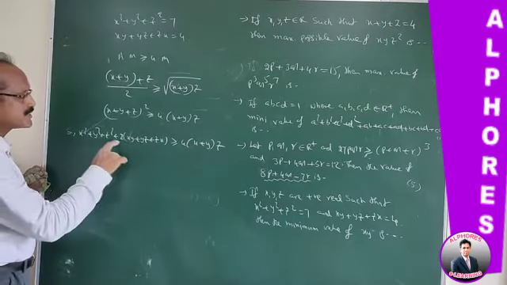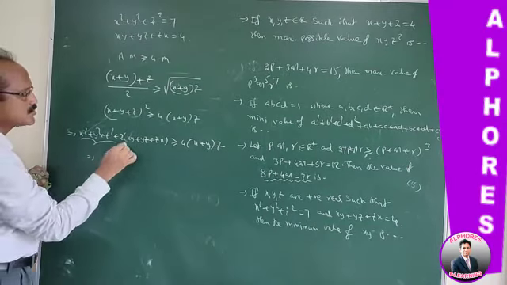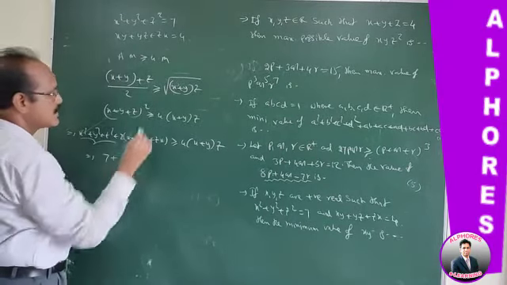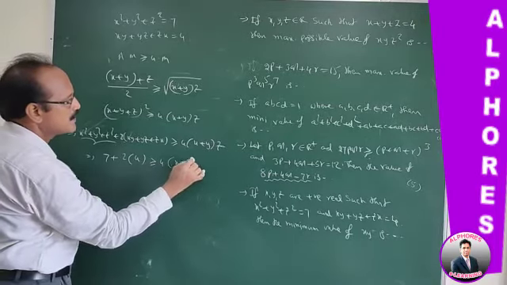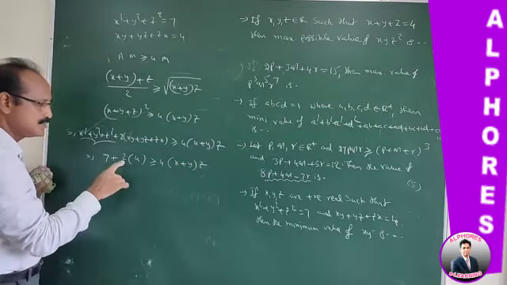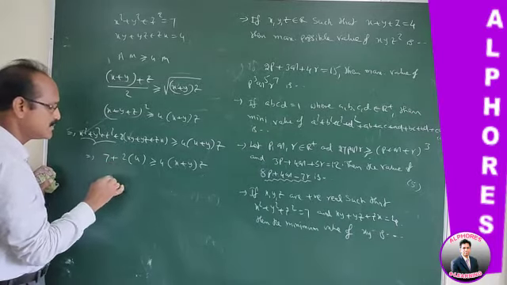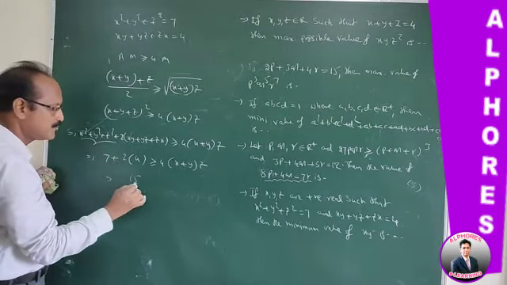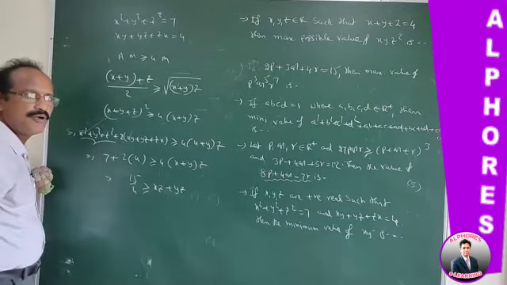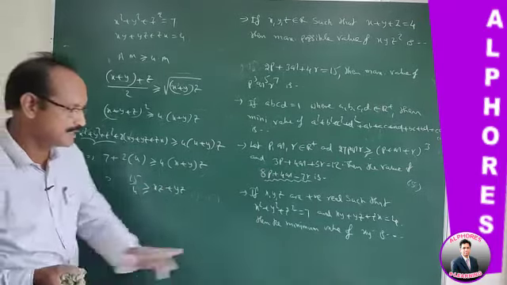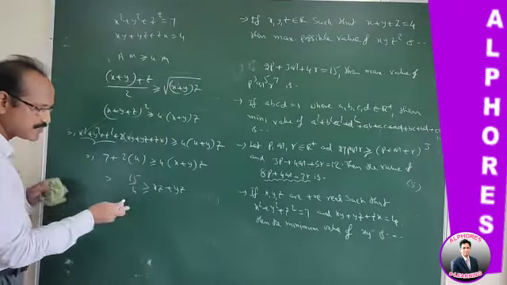The x square plus y square plus z square value is given as 7. This is 7 plus 2 times (xy plus yz plus zx), which is given as 4, greater than or equal to 4 of (x plus y) into z. 2 4s are 8, plus 7, that is 15. So 15 by 4 is greater than or equal to xz plus yz. But finally we require the minimum value of xy, and there is no xy term here.